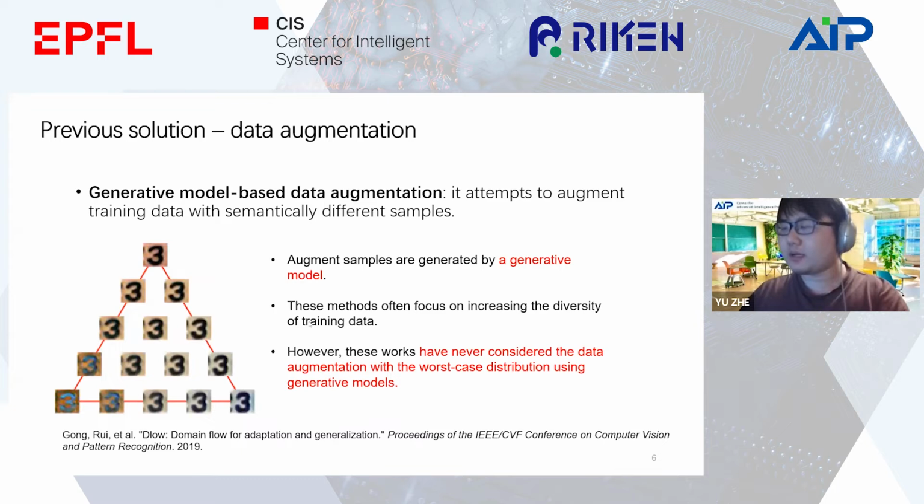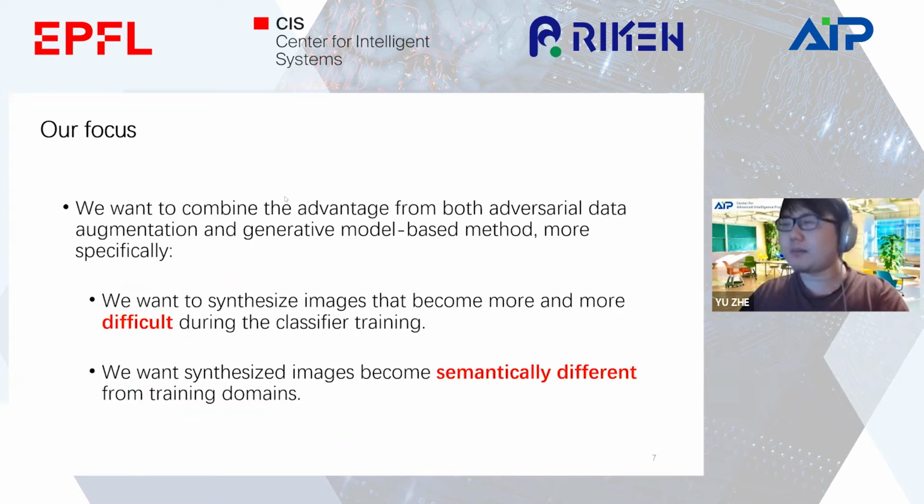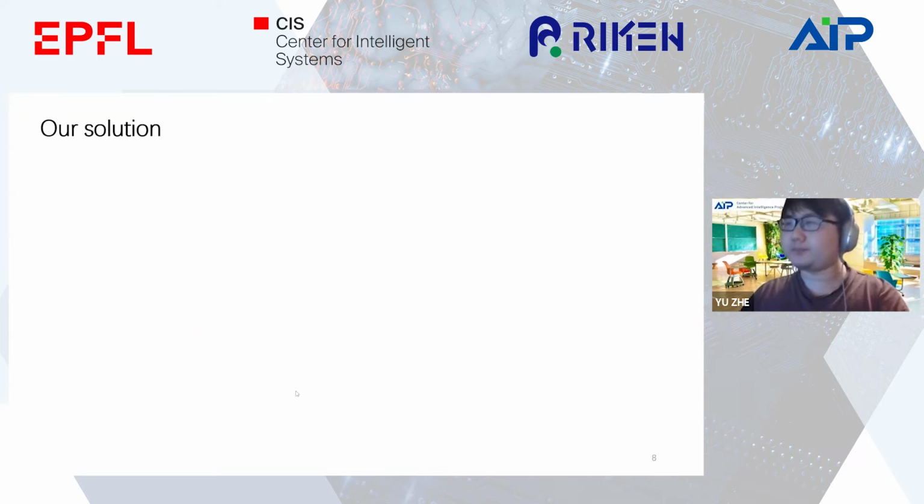So in this work, we want to combine the advantages of both adversarial data augmentation and the generative model-based method. More specifically, we want to synthesize images that become more and more difficult during classifier training, and that are semantically different from the training domain. Then I will introduce our solutions.